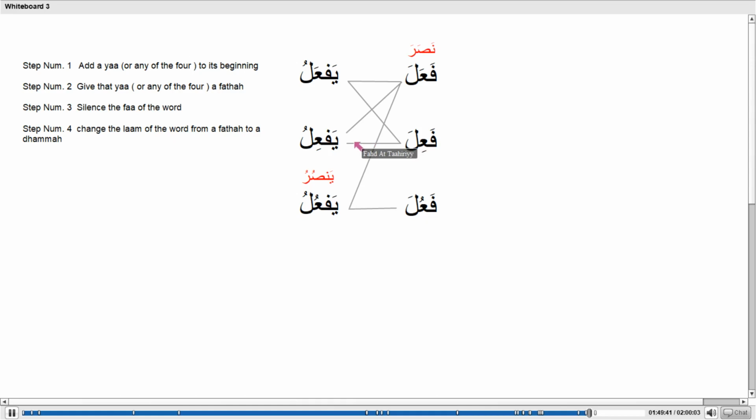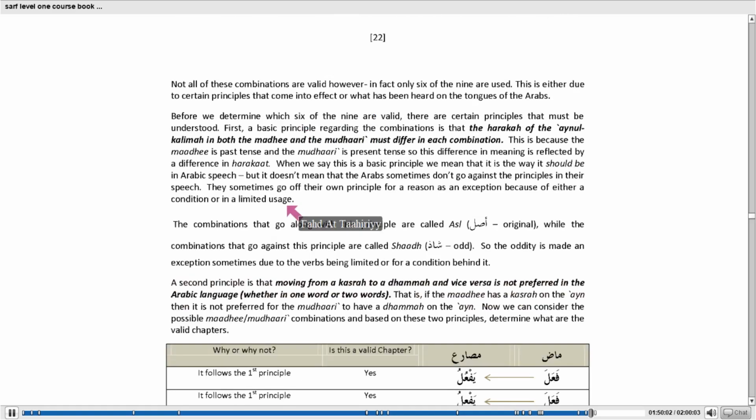Now, some cases, which is only 2 cases, or actually 3, the haraka of the ayn in the madi is the same as the haraka of the ayn in the mudari', and this is considered an exception. Okay? Now, see here. First, a basic principle regarding the combinations is that the haraka of the ayn in the madi should be different than the haraka of the ayn in the mudari' it is combined with.